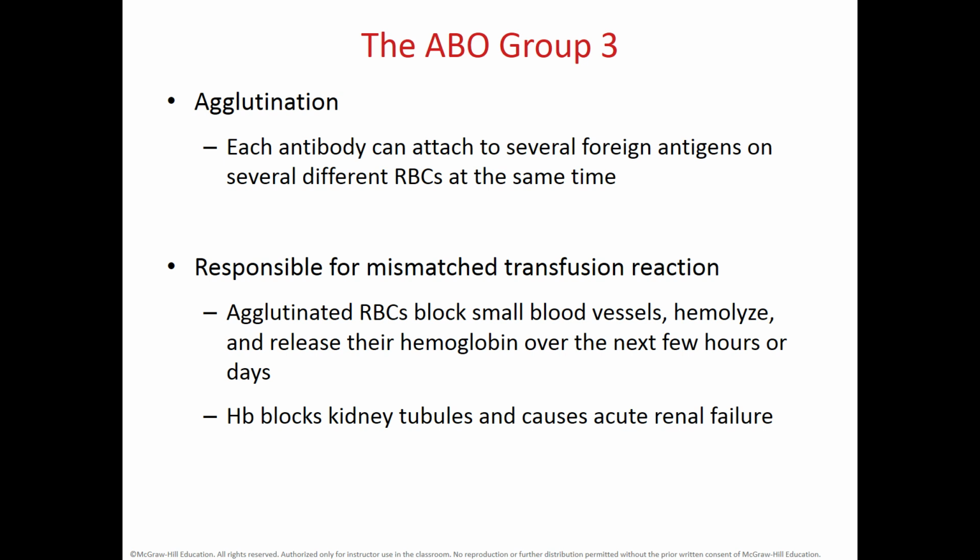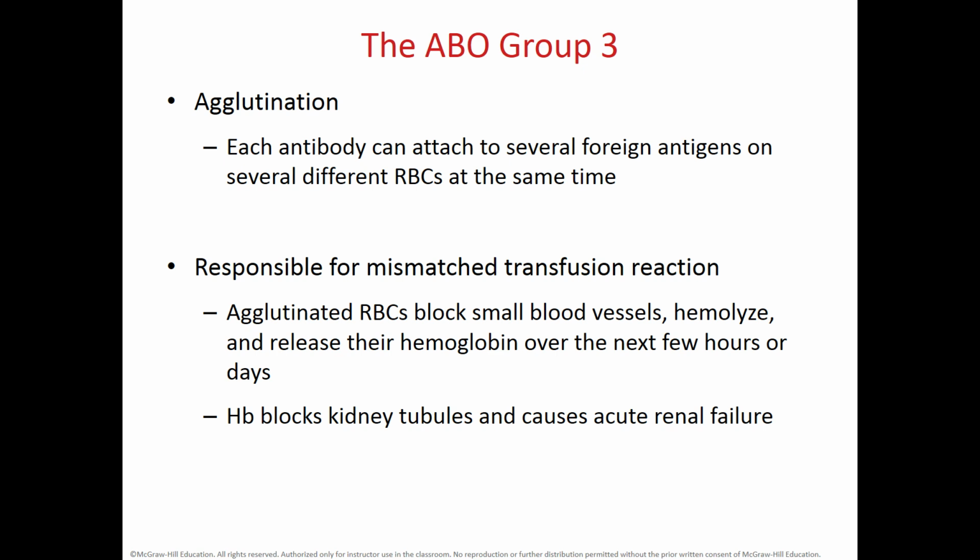And since you have many antibodies, you can create a clump or agglutination. And these antibodies are responsible for mismatched transfusion reactions. So the agglutinated red blood cells can block several small blood vessels, and depending on the organ, that determines the signs and symptoms that you will have, but most of the organs that will suffer because of a transfusion reaction will be the brain, kidneys, and the heart.